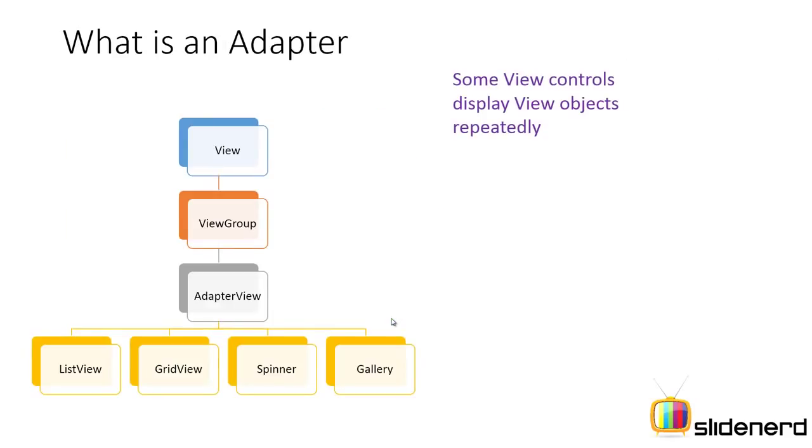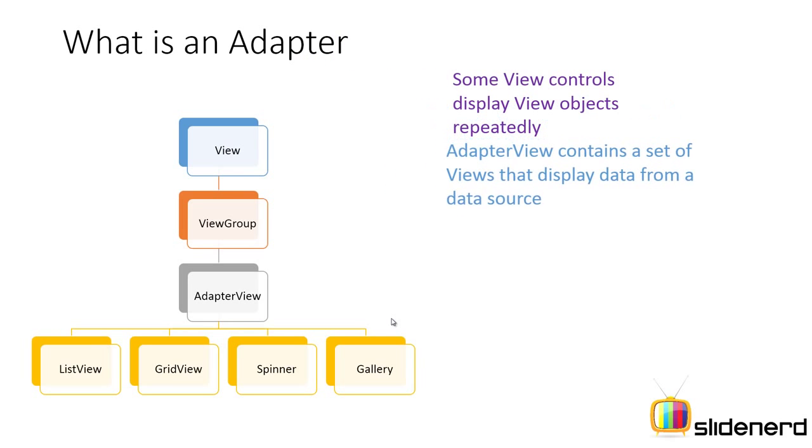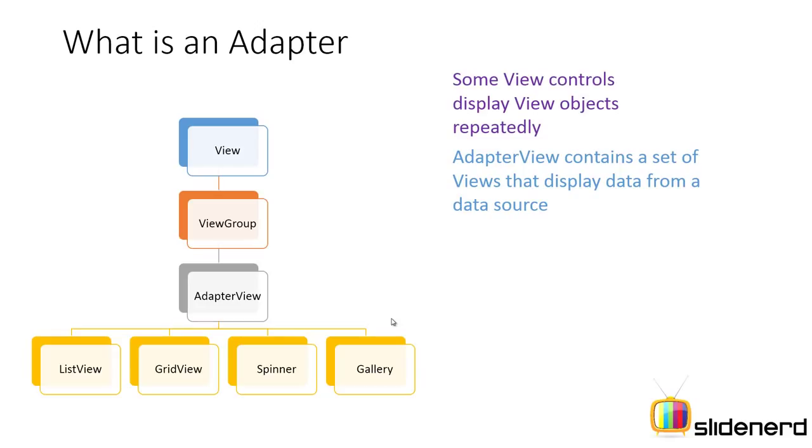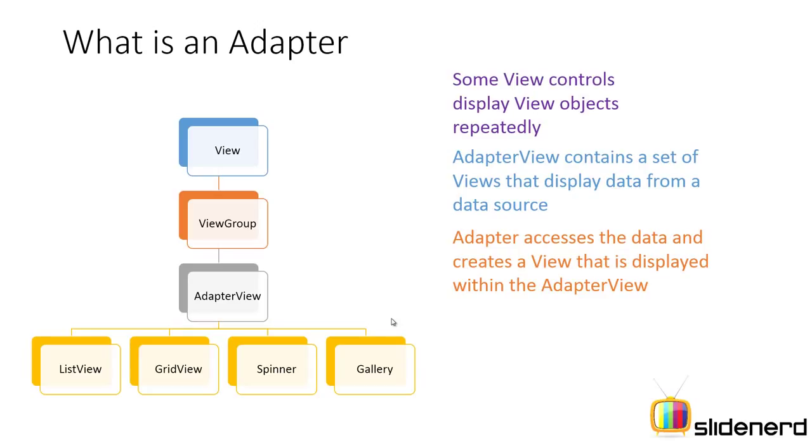Like I said, some views display view objects repeatedly. If you take a list view, it is nothing but a list of views. Inside each view is an object that has some data in it, like the name of a person. So you have to repeatedly display the data. The adapter view contains a set of views that display the data from a data source using the adapter, and that is the interaction, or you can say a design pattern in Android. The adapter accesses the data and creates a view that is displayed within the adapter view. Pretty simple, right? So let's go ahead and see the different types of data sources you can read and the different ways you can display the data on the screen.